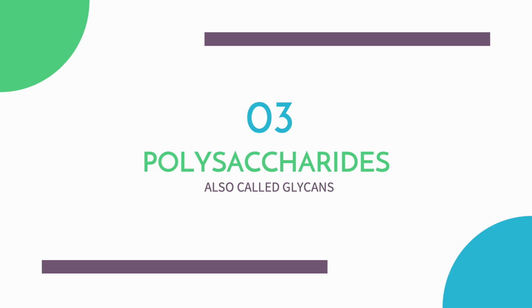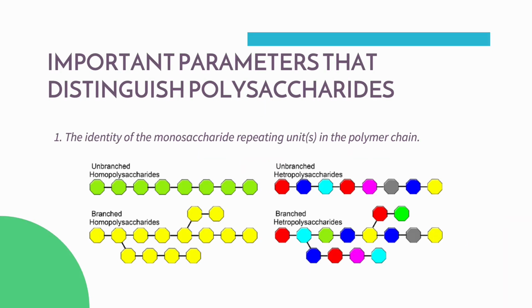Unlike monosaccharides and most disaccharides, polysaccharides are not sweet and they will not test positive in Tollens and Benedict solutions for reducing sugars. They also have limited water solubility because of their very large size. Polysaccharides can also be called glycans. What are the important parameters that distinguish polysaccharides?